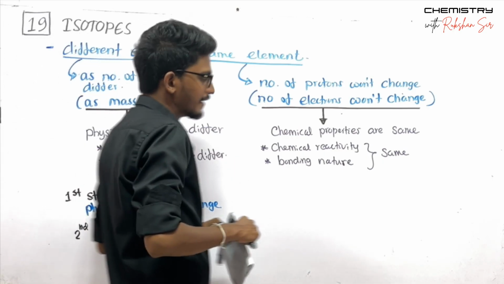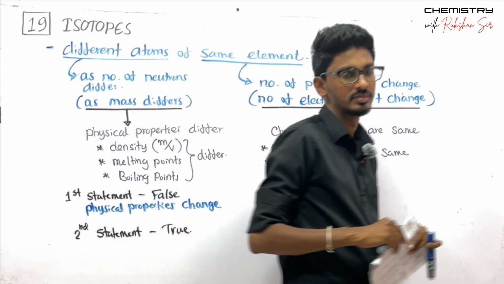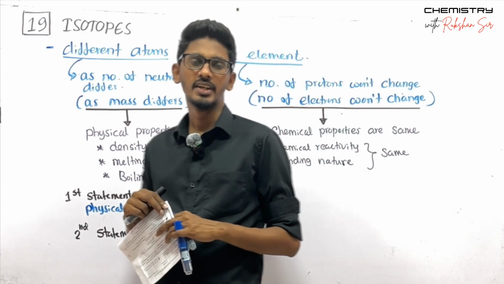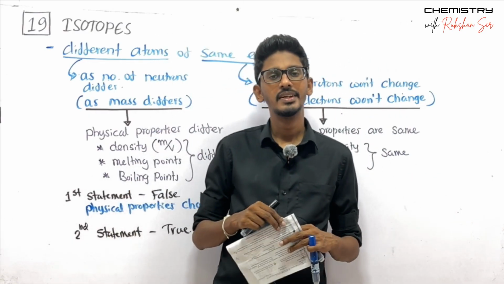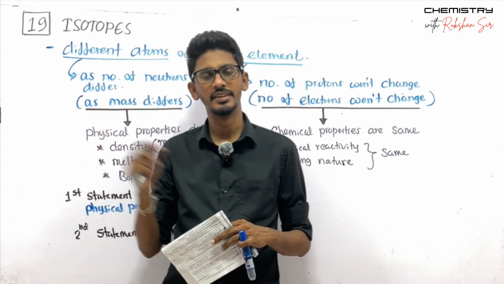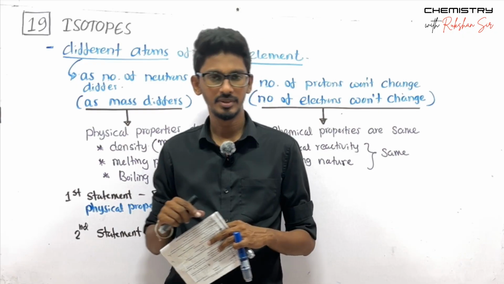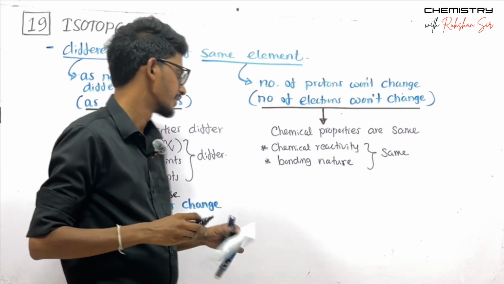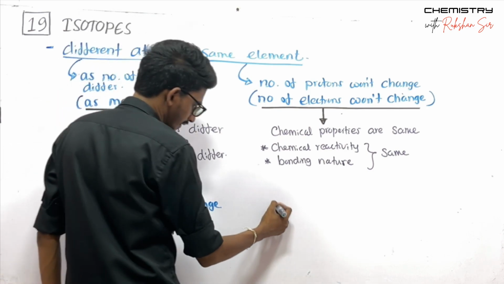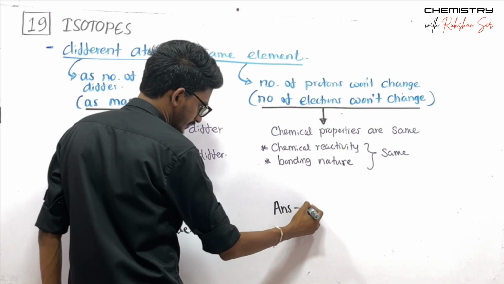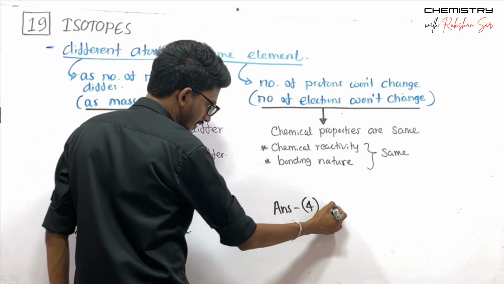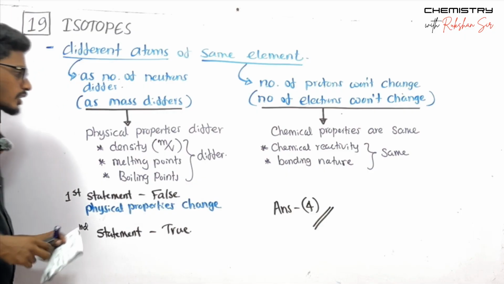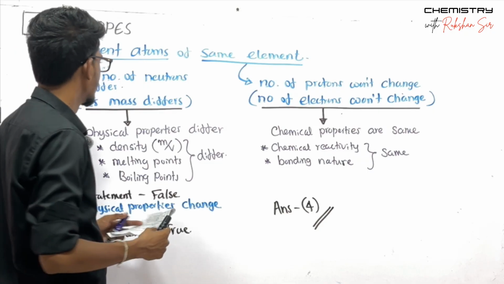So first statement, second statement kind of a problem. If both are correct, the answers could be 1 or 2. If first one is true and the second one is false, answer number 3. If the first one is false and second one is true, answer number 4. Here, the answer is answer number 4. So complete the stuff. This is the review for the question number 19.